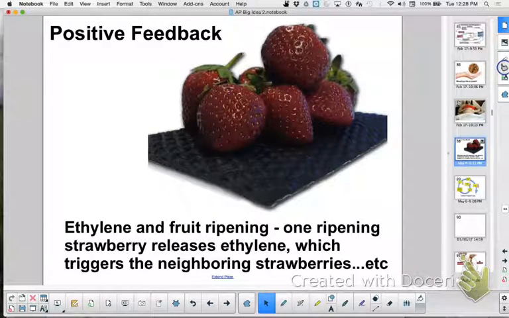Here's another example of positive feedback. Whoever's turn it is, take the slide. Go. So that makes me think about plant hormones. Ethylene, which is just one of them, which causes fruit ripening. What other plant hormones are there? Auxin.